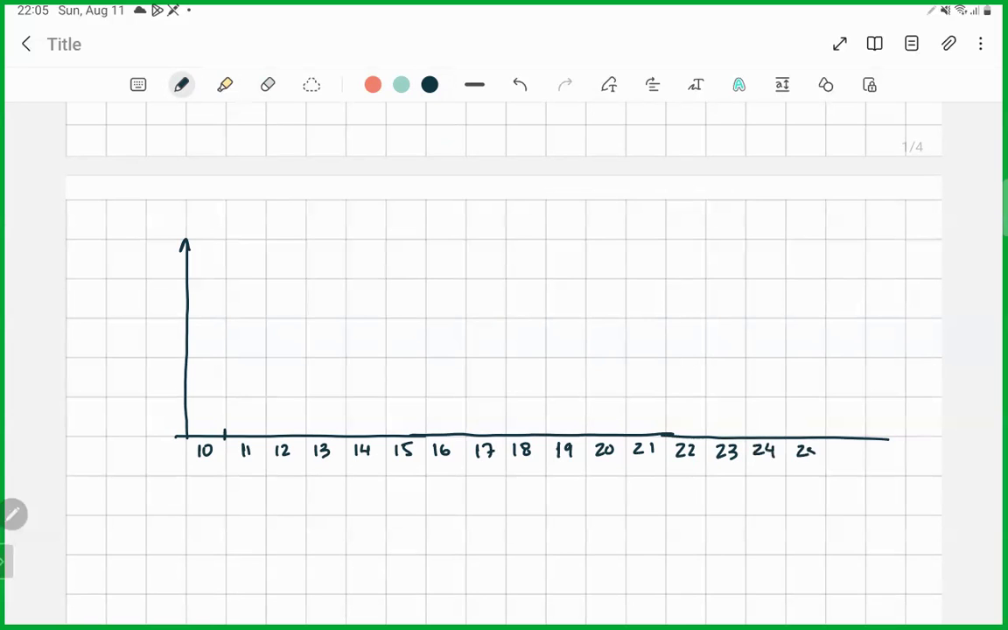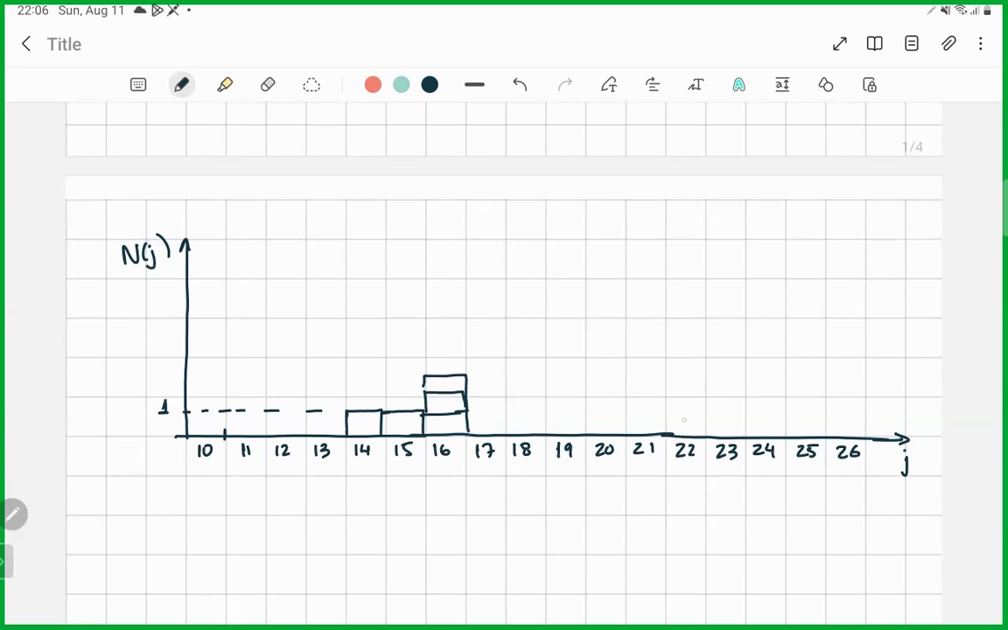24, 25, right? And beyond that, we don't have people in this room. Okay, so we said that we have one person who is 14, so this is one. We have one person who is 15. We have 1, 2, 3 who are 16. Then we have nobody who is 17, 18.